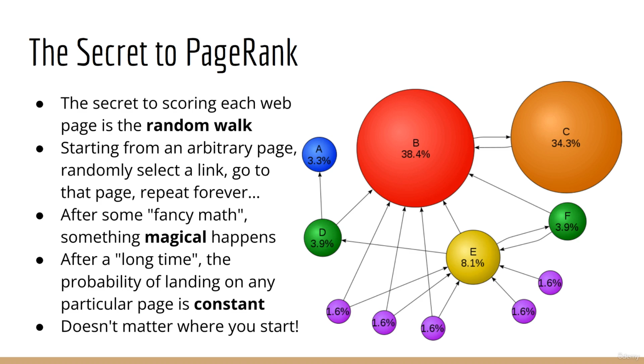So if you imagine a very small internet of just a few web pages, here's what it might look like. As you can see, the chance of landing on page B is 38.4%. For page C, it's 34.3%, and so forth.